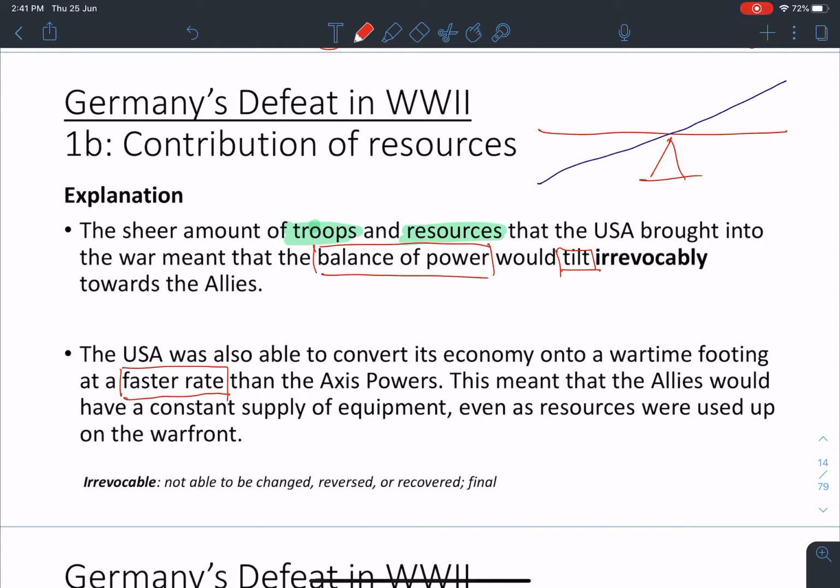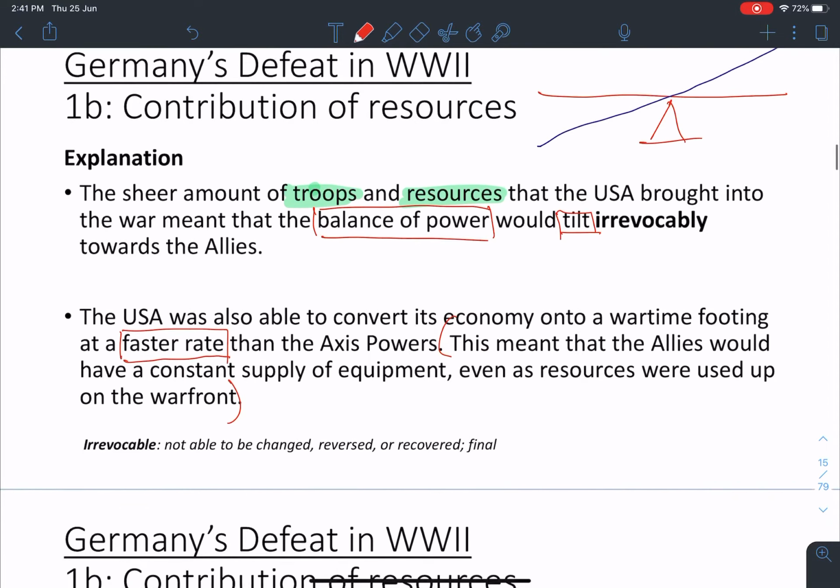Okay, so the second sentence here says that, so just think about it. Every time you fire a bullet, you need a new bullet. But because the Americans had so much economic power, they can make more bullets than the Axis powers, which means they have more resources. They are winning the game of numbers.